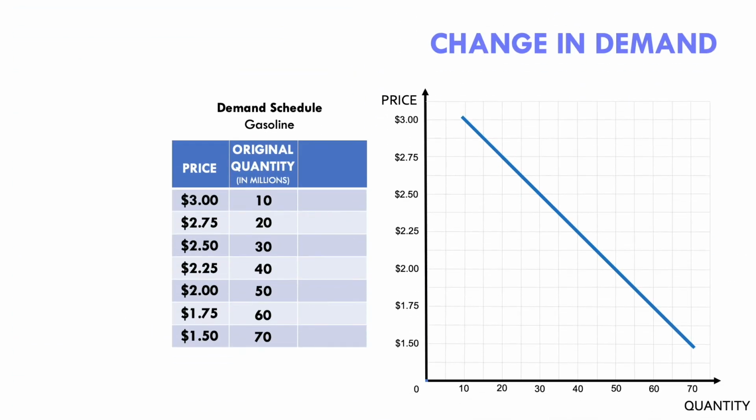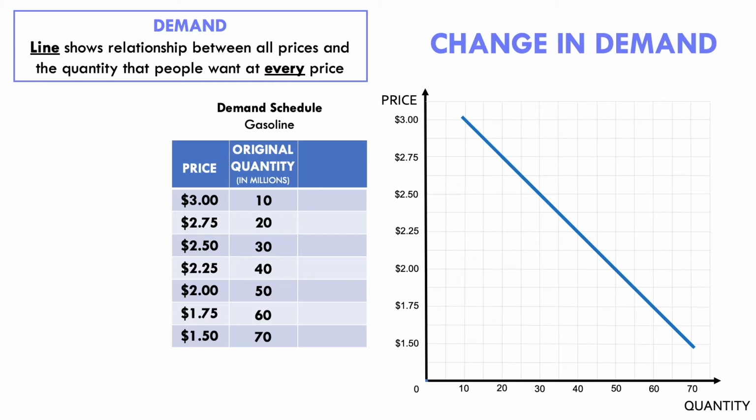Now, what exactly then is a change in demand? Remember, if demand is the entire line that shows the relationship between all prices and the amount that people want at every single price, a change in demand is going to be a change of that entire line. This line is going to literally just move places on our graph. We're not just going from one point on our curve to another. We're taking that entire line and it's going to move.